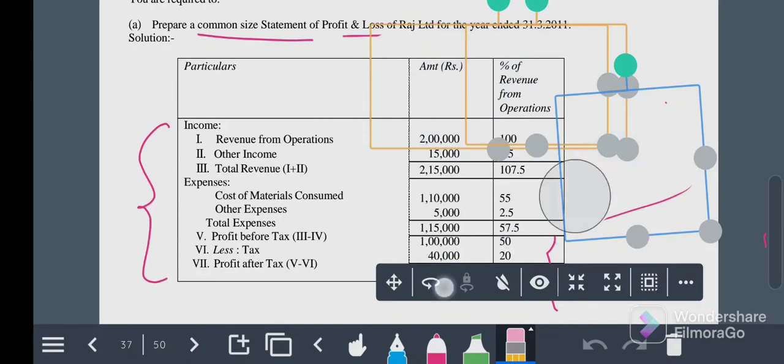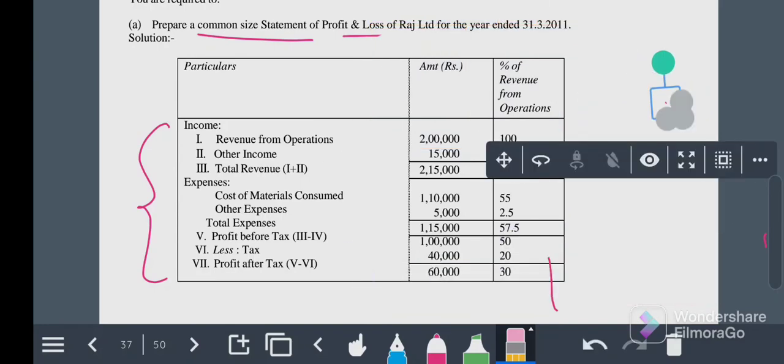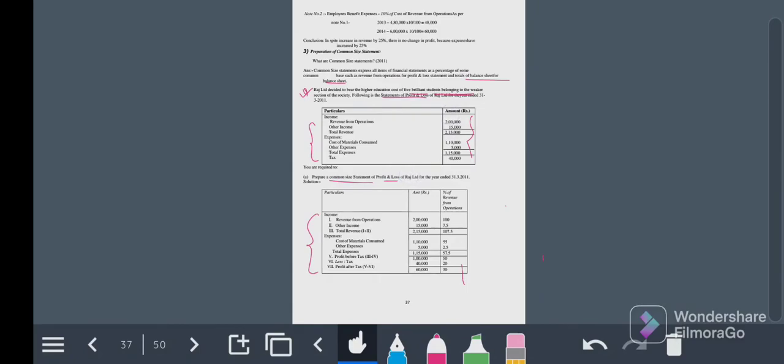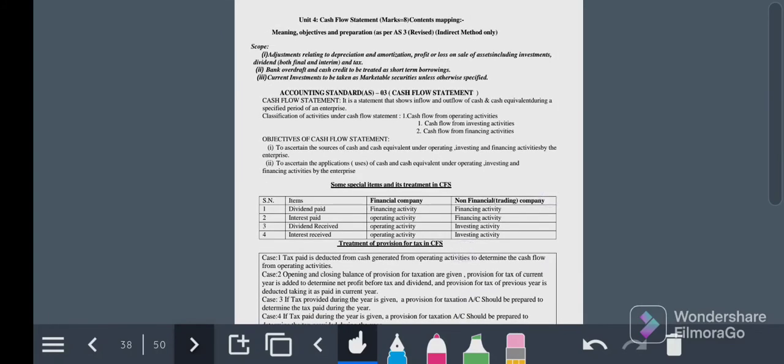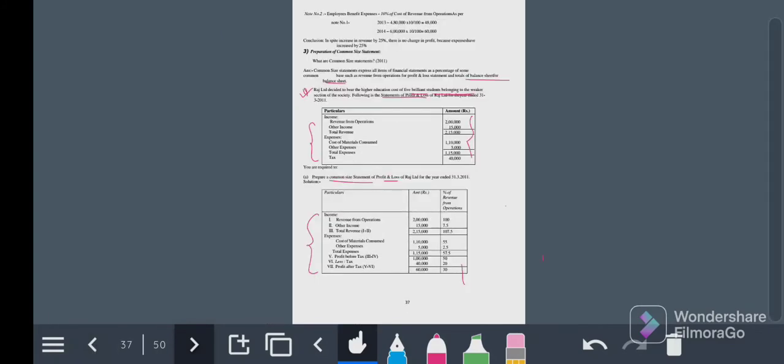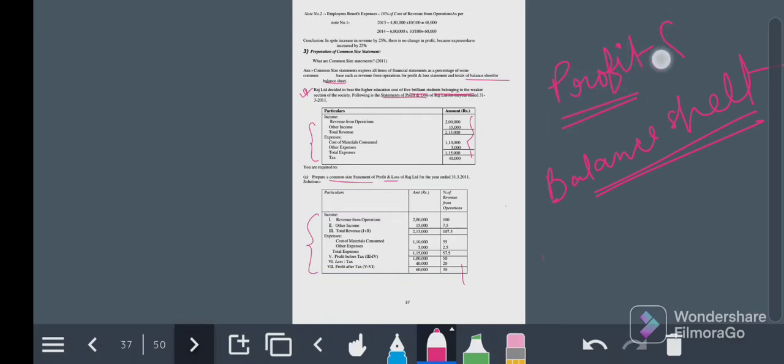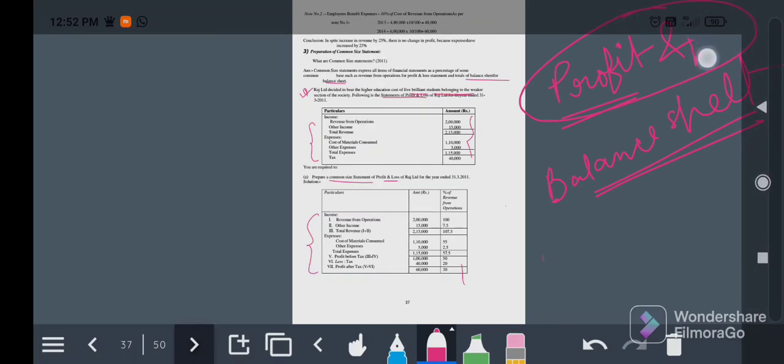Now I'm going to move to the next point. Here we have a cash flow statement to look at, which we will be doing in the next lecture very vividly. Here we haven't talked about the balance sheet, and that we will do in the next part. In this part we just talked about the comparative and the common size P&L statement. P&L statement is the profit and loss account. In the next part I will conclude both. I will be talking about the balance sheet and revisiting this profit and loss account.